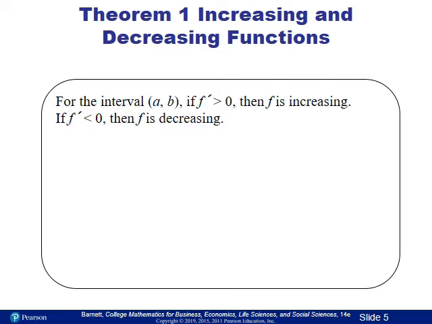Okay, now this is the formal definition which we have already discussed for interval AB. If f dash is greater than 0, then f is increasing. In other words, if the function is increasing, if the function is going upward, f dash will be positive. And if the function is decreasing, then f dash will be negative. If f dash is greater than 0, we say the function is increasing, and if f dash is negative, we say the function is decreasing on that interval.